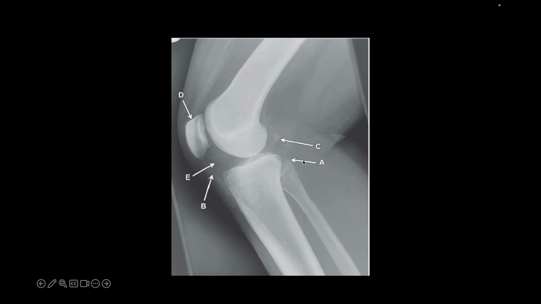A is the styloid process of the fibula. It's pointing to this specifically, which is your styloid process. B is your patellar tendon. It's pointing to this structure here, which is attaching down here. E is your infrapatellar fat pad or Hoffa's fat pad. D is your patella. And C is something called a fabella. This is a sesamoid bone, which is embedded in some people within the lateral head of the gastrocnemius muscle.